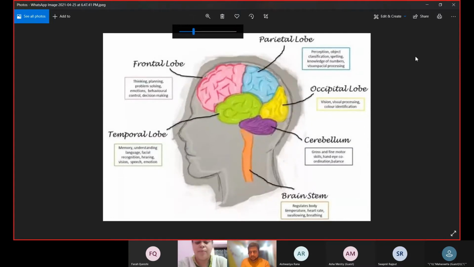The temporal lobe is related to memory, language, facial recognition, speech, even emotions. The parietal lobe is related to perception, processing of information, knowledge of numbers, object classification, etc. And the occipital lobe is related to vision and everything related to visual processing of information. Is this okay for everybody? Please zoom in your screen and look at the figure for at least 2 to 3 minutes and try to understand which parts we are trying to understand in the human brain.